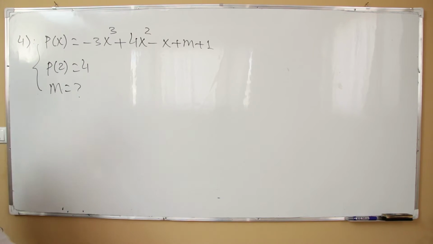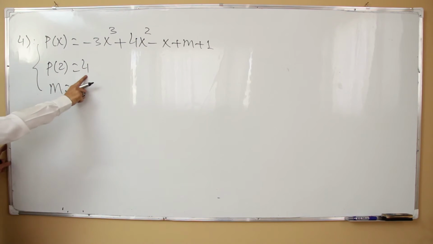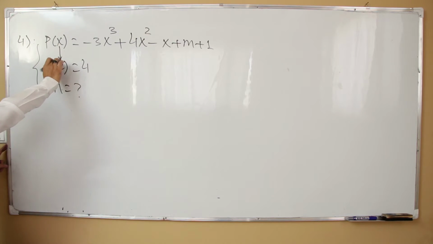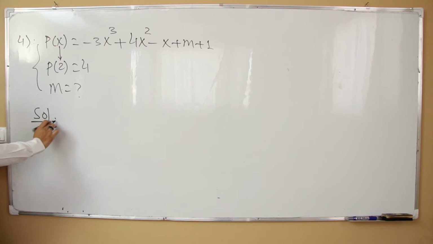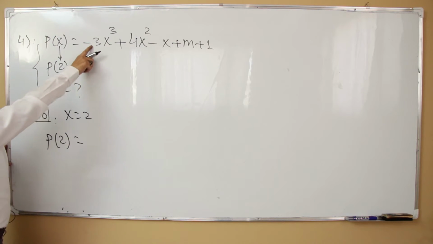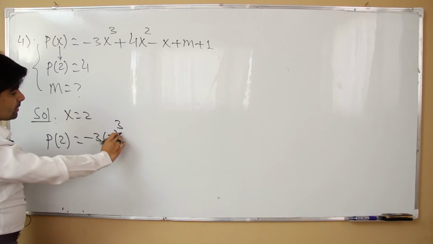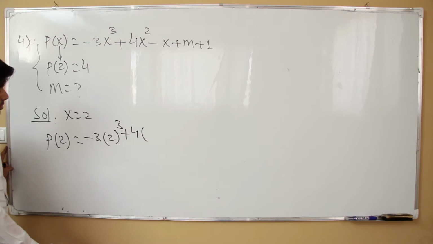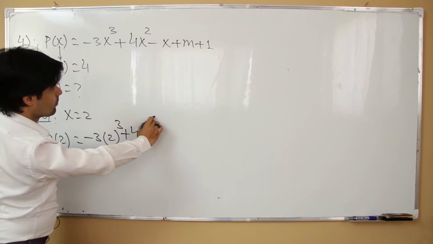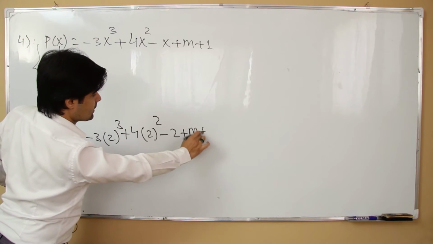Question number 4. P(x) is given: minus 3x to the power 3 plus 4x squared minus x plus m plus 1. P(2) is given as 4. What is m? Now, how can you solve? Instead of x, you have to put 2. Then you will find P(2) is equal to minus 3 times 2 to the power 3 plus 4 times 2 to the power 2 minus 2 plus m plus 1.